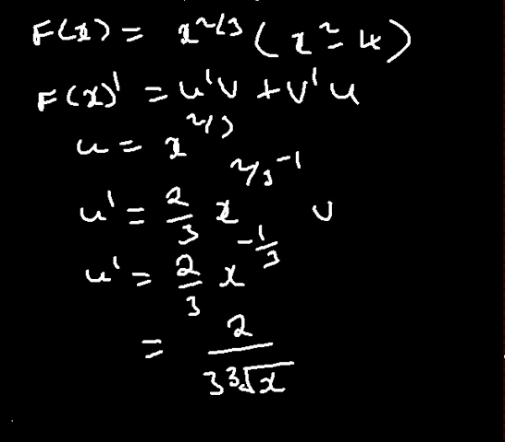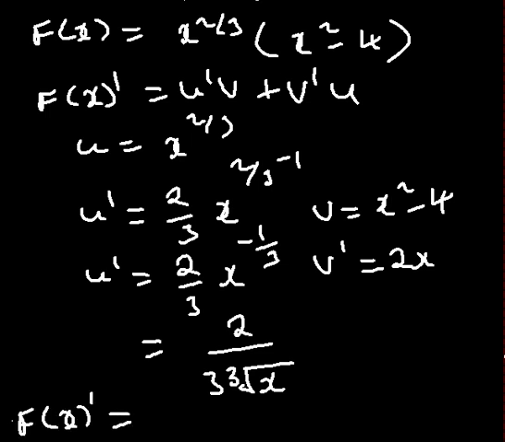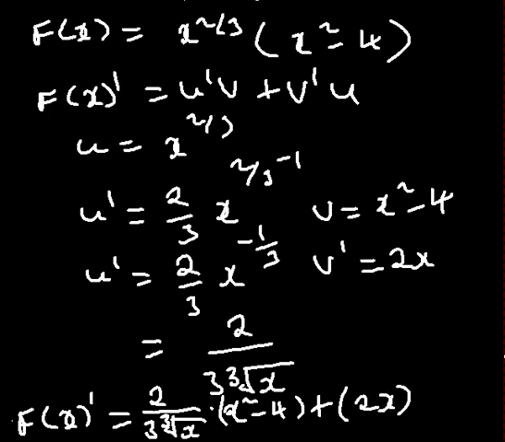And now what is the v? The v is the other thing, which is x squared minus 4. And the v prime is given as 2x. And we have to simply substitute into the function. The f prime of x will now be given as: what is the u prime? That is 2 over 3 times the cube root of x, times what is v? We have it as x squared minus 4, and plus what is v prime? We have it as 2x. And what is the u? That is given as x to the power 2 over 3.